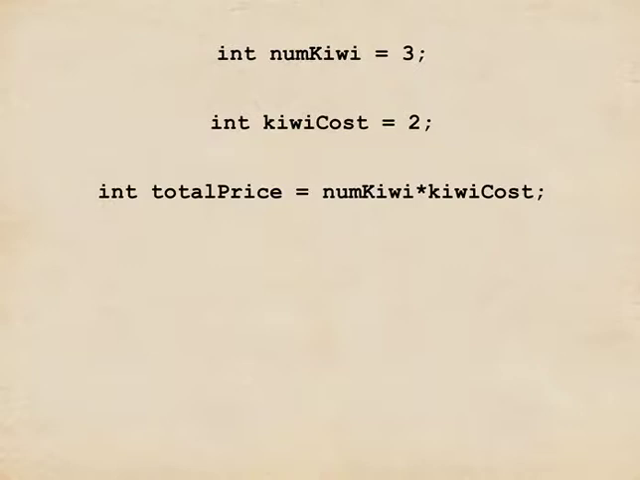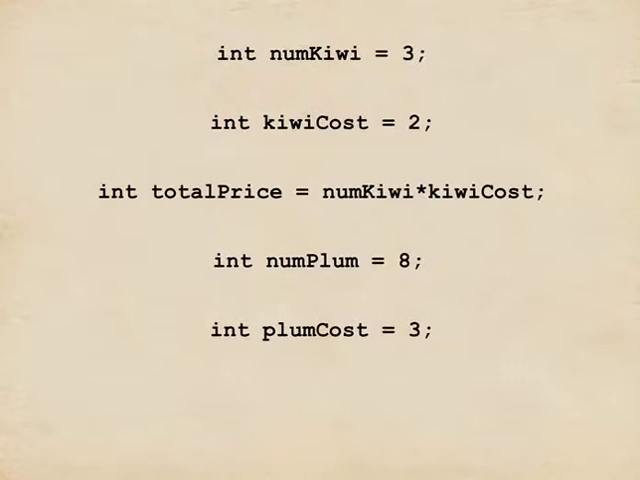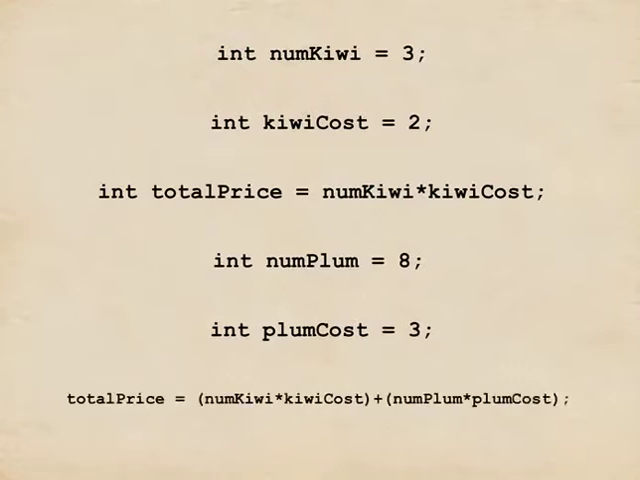So we expand and we add plums to our lineup, and we buy 8 plums. And let's suppose that we're crazy and we're going to sell the plums for $3 each. Now how much would it cost for someone to buy out our entire inventory? Well, it's the total price of the kiwis plus the total price of the plums. So it's the number of kiwis times the price per kiwi plus the number of plums times the price per plum. And notice that I have put parentheses around those 2 sub-expressions and added them together.